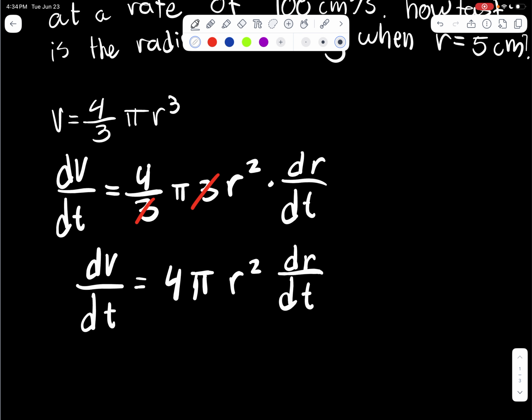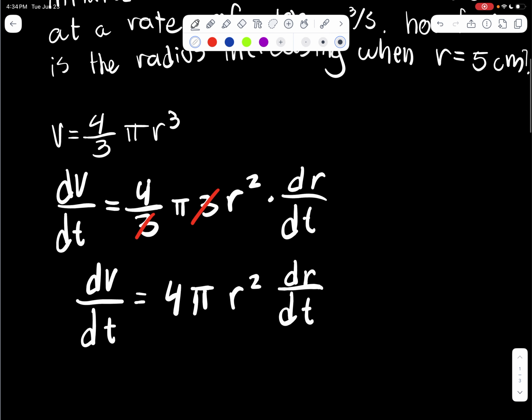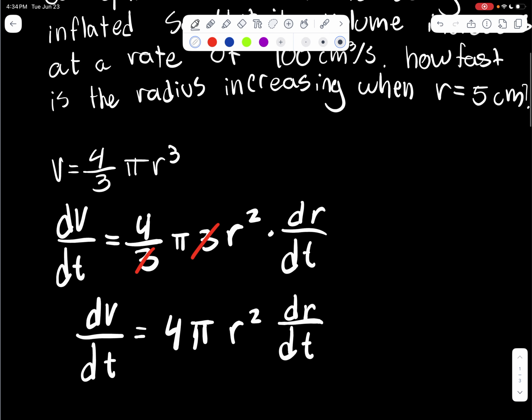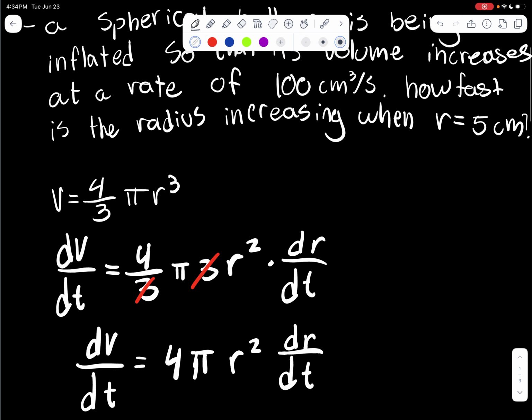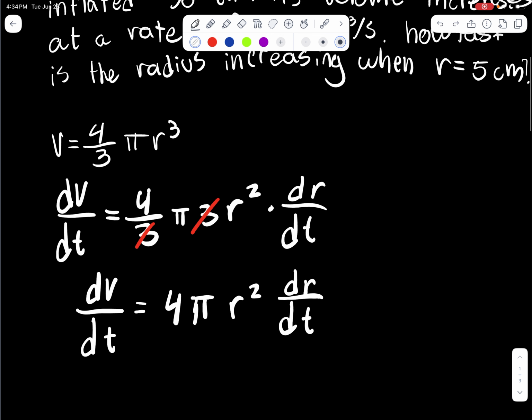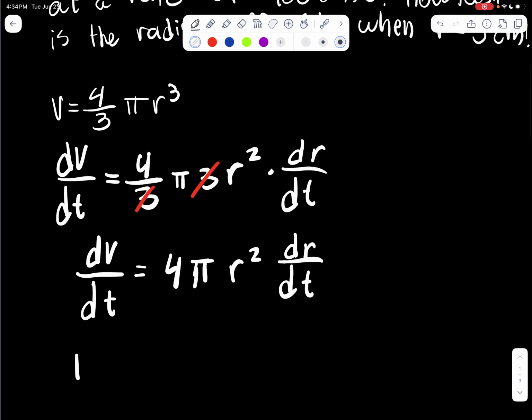Okay, now it's time for us to start plugging in what we know. So what is dV by dt? Well, we have to look at where there is a unit of volume and time. Here we have a unit of volume, and here we have a unit of time. So our dV by dt is 100. We'll write that down.